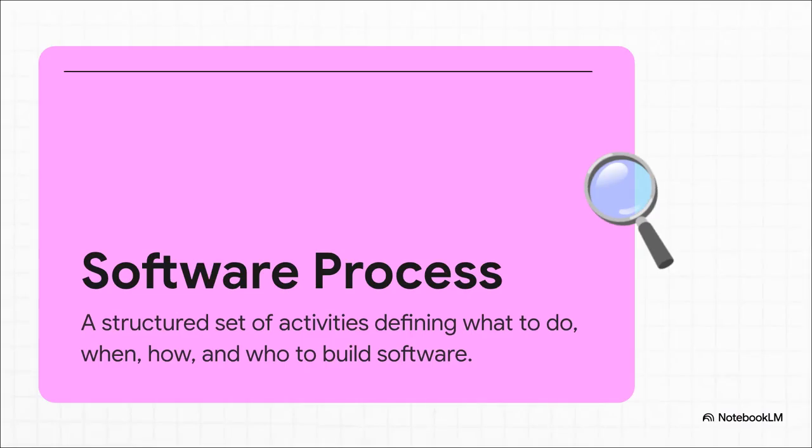Okay, so what exactly is a software process? To put it simply, it's your ultimate weapon against utter chaos. It's a highly structured set of activities that basically answers four crucial questions. What do we need to do? When do we do it? How are we going to do it? And who is supposed to be doing it? That is the magic formula. That's what literally transforms a super vague client requirement into actual working software.